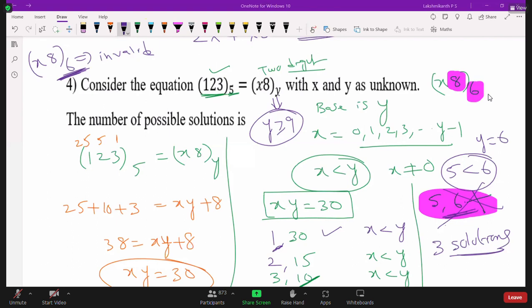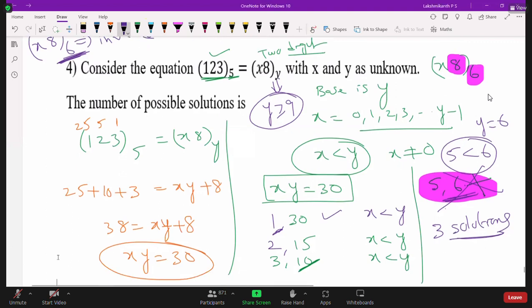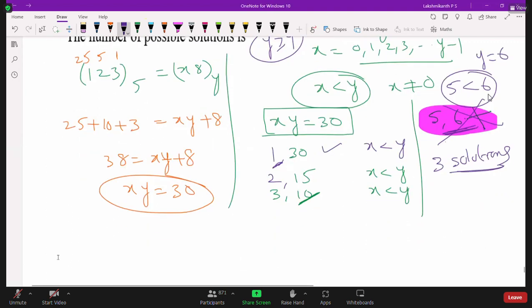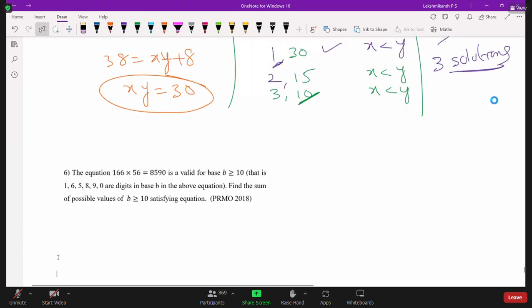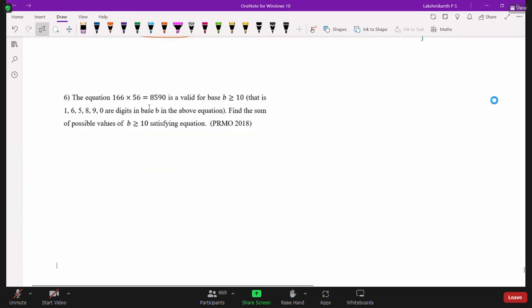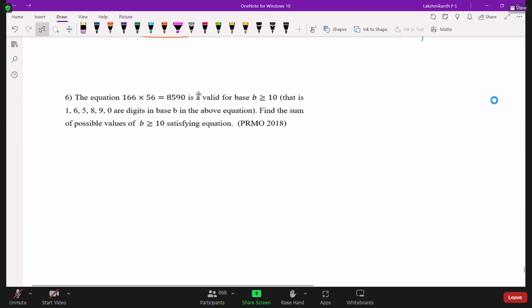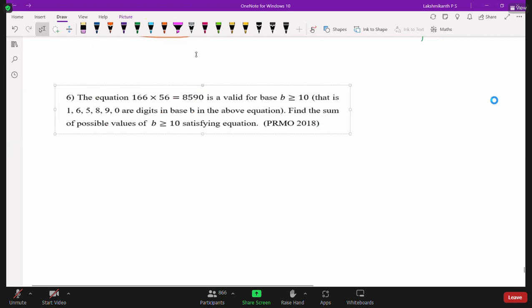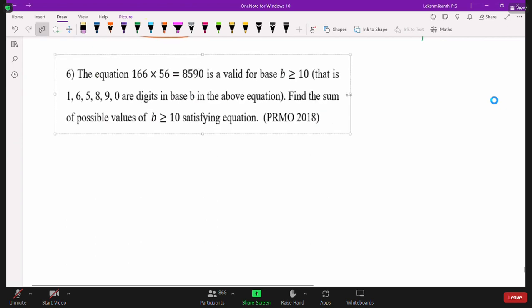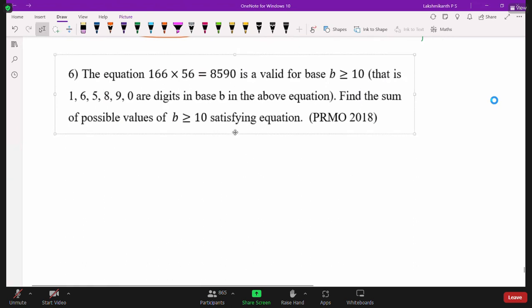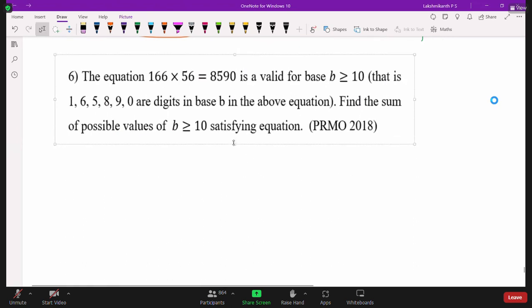See, this is the question now which we are going to solve. This was solved in PRMO 2018. This was the question they asked in PRMO 2018. Okay, now look at here.